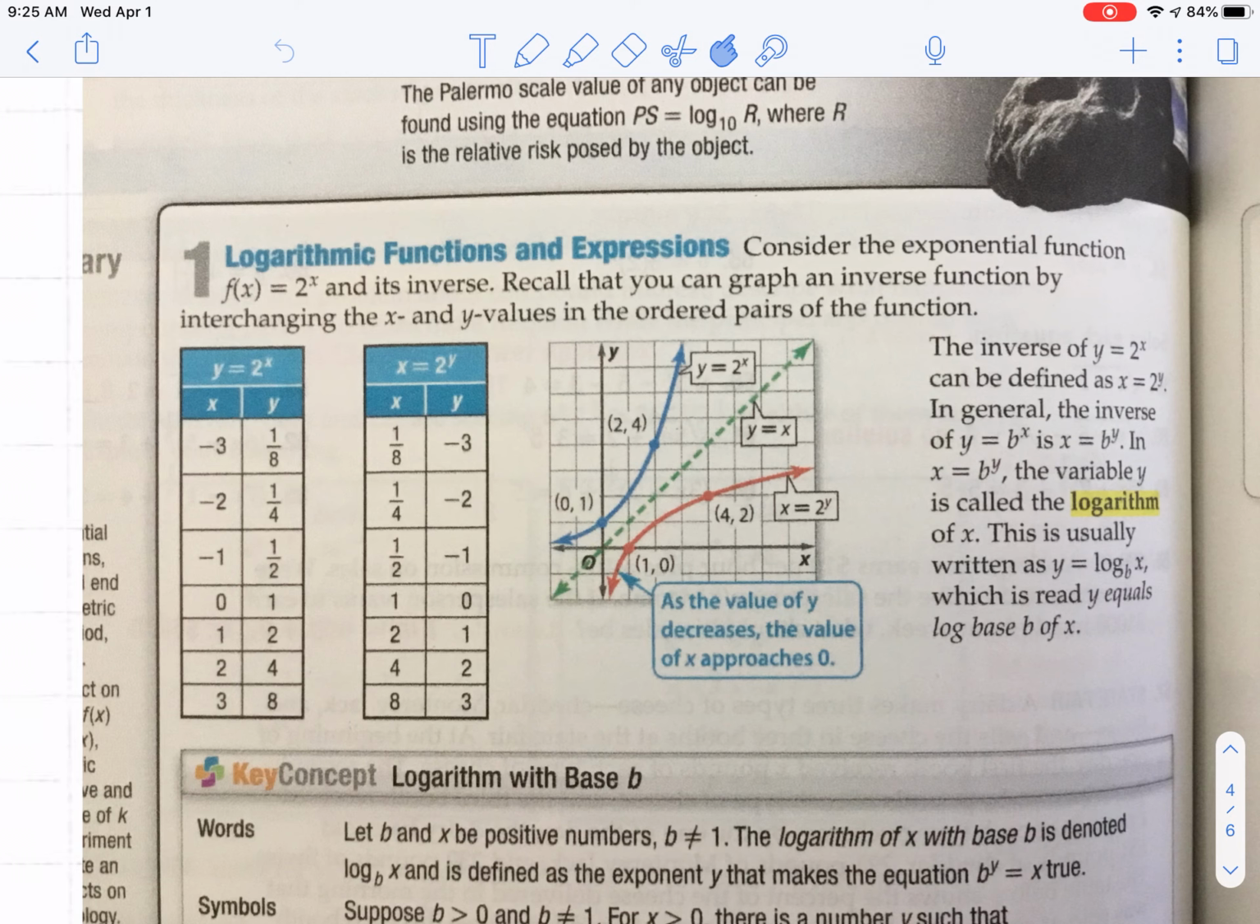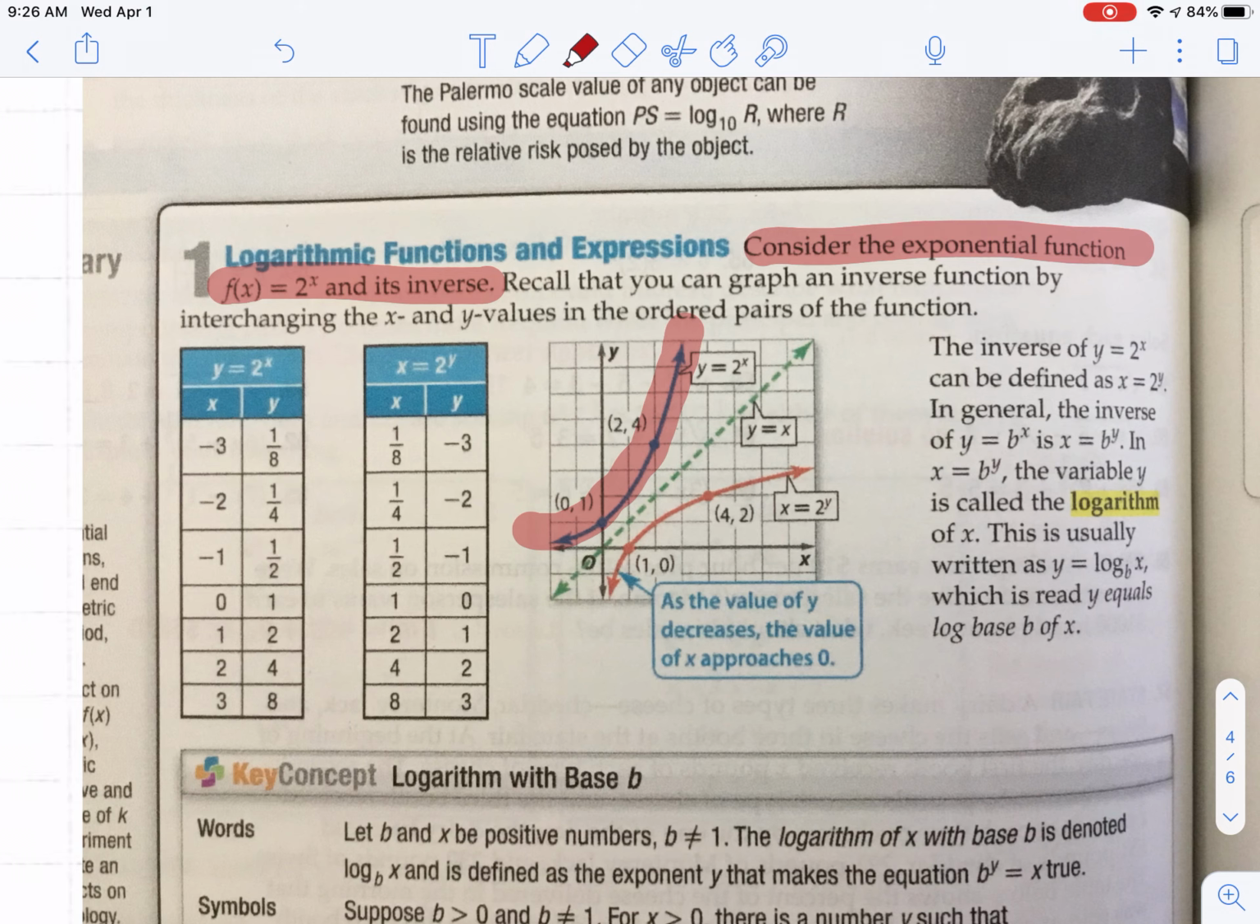So here, first you're looking at a picture from the textbook. Logarithmic functions and expressions. Consider the exponential function f of x equals 2^x and its inverse. Okay, f of x equals 2^x is this graph right here. That's an exponential growth graph, if you remember from before we started having to stay home. Exponential growth.